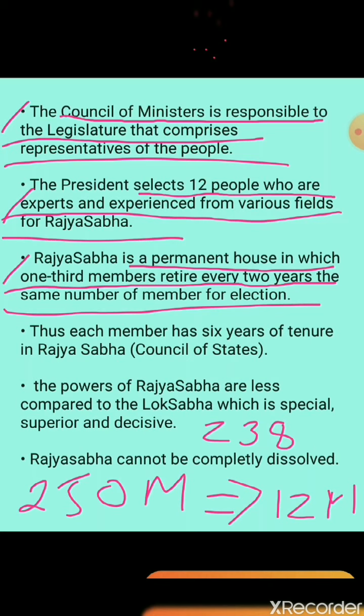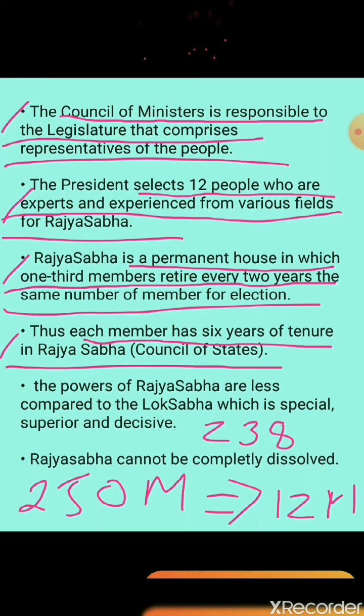If one member has been selected from the state of Gujarat, then that member is going to fill up the vacant place. जो सीट खाली हो गई थी गुजरात की, क्योंकि गुजरात का एक मेंबर राज्यसभा का रिटायर हो गया था. इलेक्शन हुए स्टेट लेजिस्लेटिव असेंबली में, एक मेंबर सेलेक्ट किया गया, and that member will now fill up the place. Okay, and that election has been taken. Next, thus each member has 6 years of tenure in Rajya Sabha, Council of State.